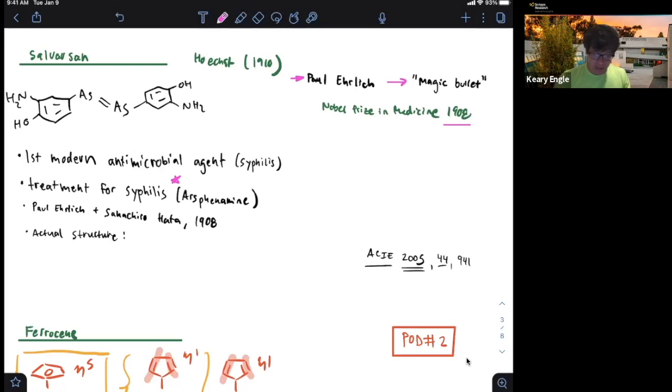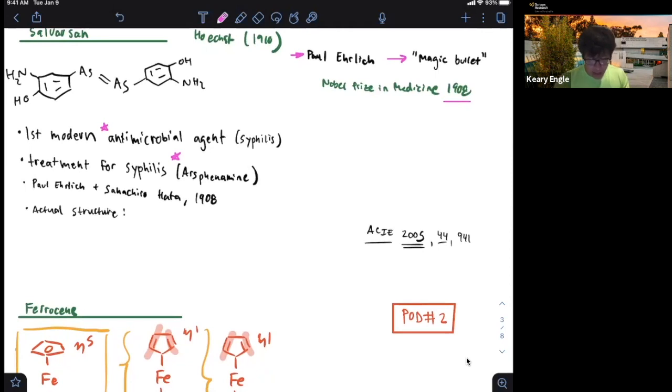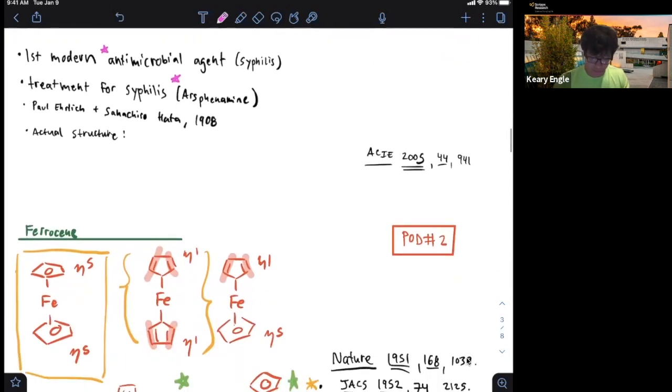And his first, what he thought was his first magic bullet, is the molecule shown here, which I think if we look at this today, we would immediately be suspicious that any organic arsenic molecule is going to be the magic bullet that he's seeking. But this indeed was effective as the first modern antimicrobial agent used to treat syphilis, and was marketed for many years, used as the prevailing treatment for syphilis.